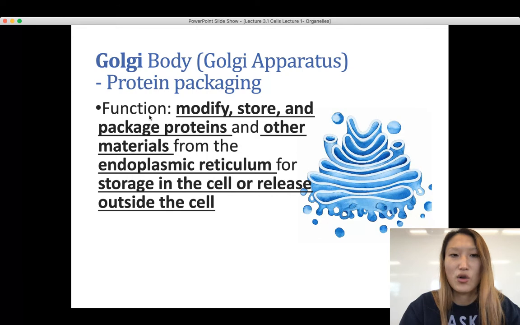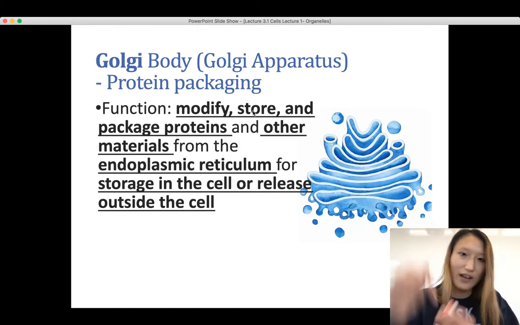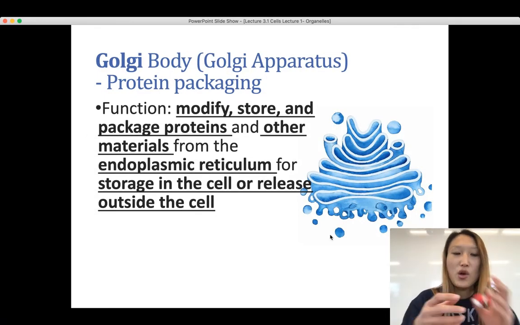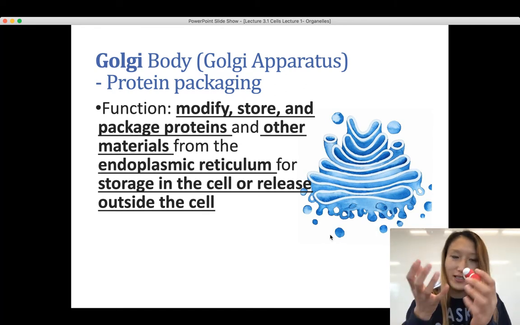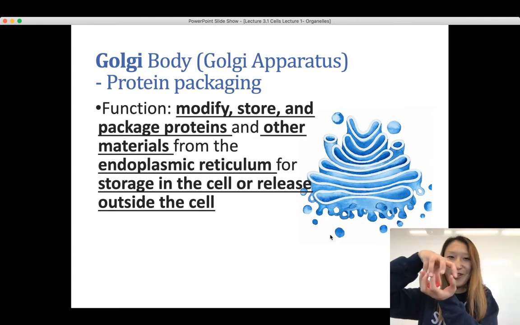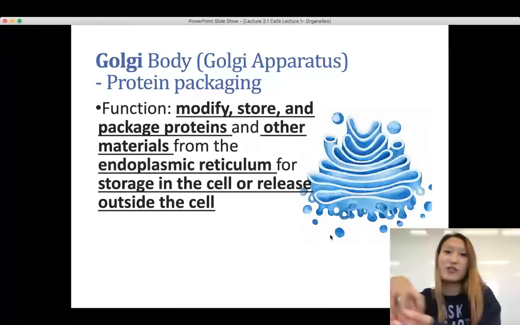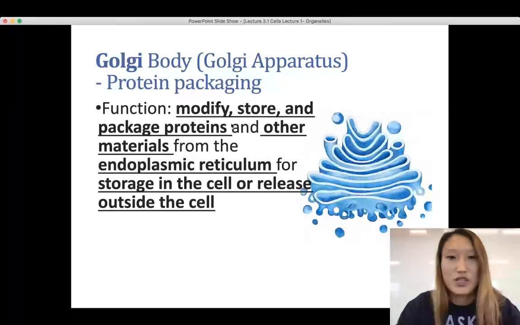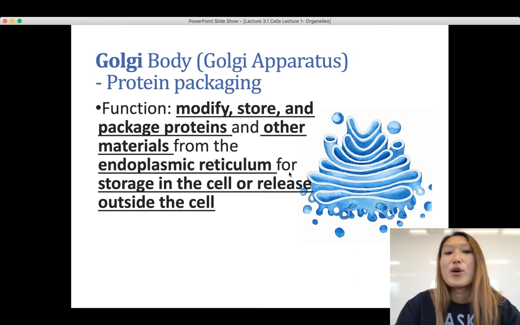So when you look at this function, Golgi is in charge of modifying, right? You modify by putting a little tag on it. You can store the protein. You can package the protein. So once this protein is finished processing in the Golgi, it can put it into another little vesicle and then send it off to somewhere else, either inside the cell or out of the cell, okay? So that's why it says Golgi function: modify, store, and package proteins and other materials from the ER, specifically the rough ER, for storage in the cell or release outside of the cell.